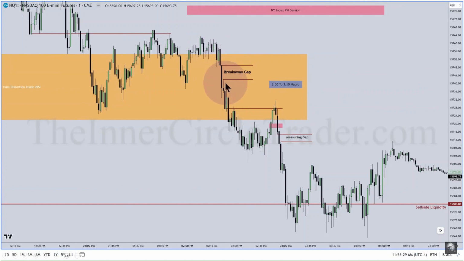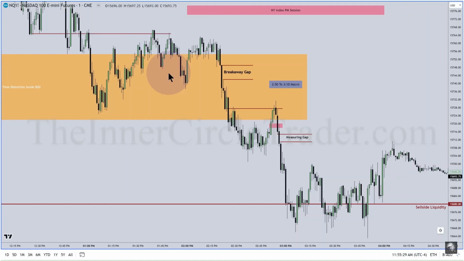Right away, this should jump off at you. That's a breakaway gap. Why? Why should that be a breakaway gap? Because we are under time distortion. That means all of this back and forth price action is just marking time. That's the benefit of knowing how to use a time-based chart.